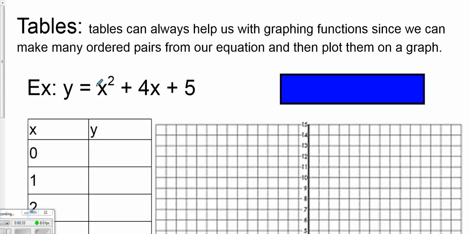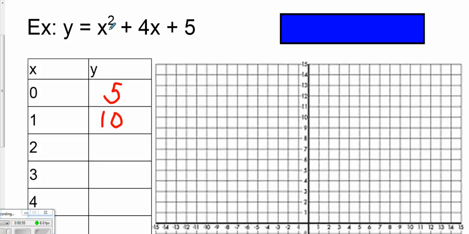So if we plug in 0, 0 squared is 0, 4 times 0 is 0, 0 plus 0 plus 5 makes 5. Same thing if we use 1, 1 squared is 1, 4 times 1 is 4, 1 plus 4 plus 5 makes 10. 2 squared is 4, 4 times 2 is 8, 4 plus 8 is 12, plus 5 is 17. 3 squared is 9, 4 times 3 is 12, 9 and 12 is 21, plus 5 is 26.